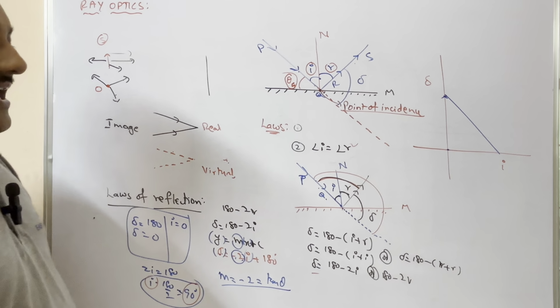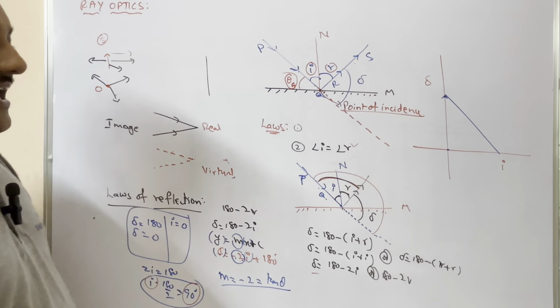See here, this is the plane mirror. Always for a plane mirror you have to draw like this. This is going to be the normal. So the angle of incidence is going to be 30 degrees. Find the angle of reflection, and also find the angle of deviation, they will ask at the time.